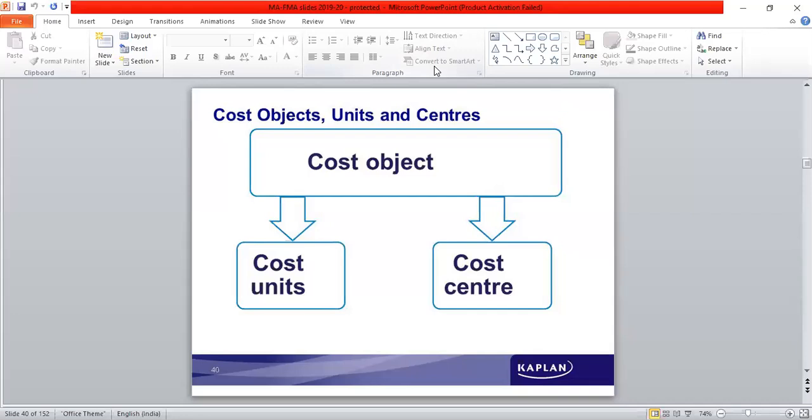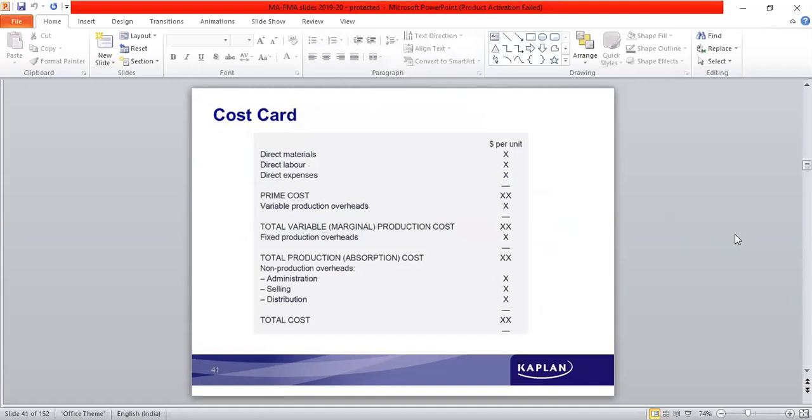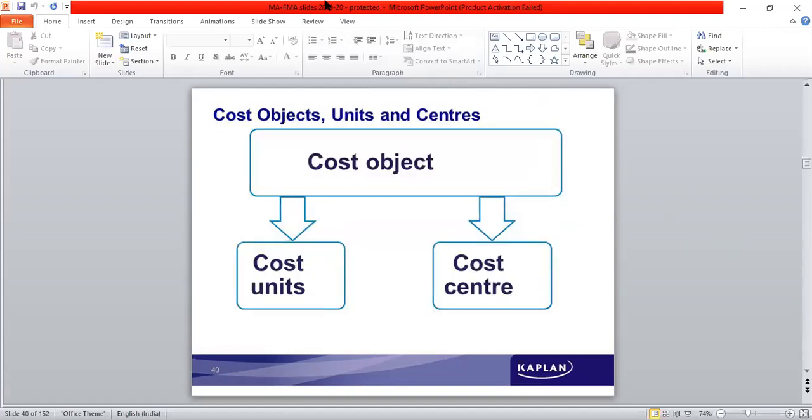Then we see here what are the cost objects, units, and centers. First thing, what is a cost object? Cost object could be a cost unit or a cost center. How do we define this? What is a cost object? Any entity with which cost can be assigned is called a cost object.